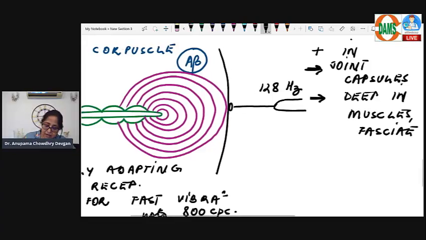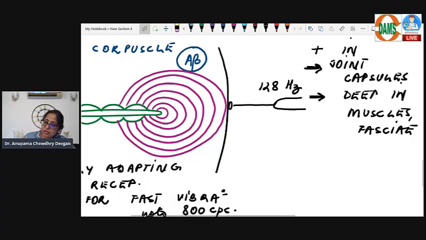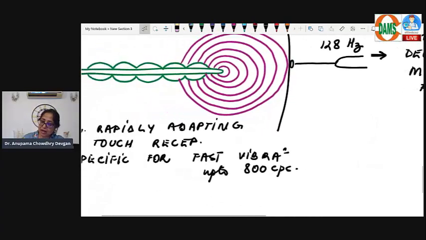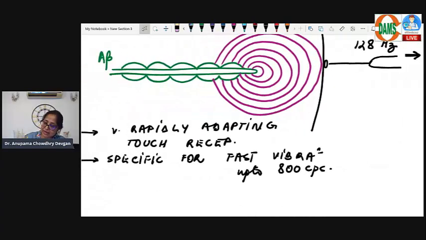So these receptors, since they have a deep location, can also be used for detection of deep pressure. I've already told you what deep pressure is: poking, right? These are receptors for fast vibration up to 800 cycles per second, and Pacinian corpuscles will also detect deep pressure.